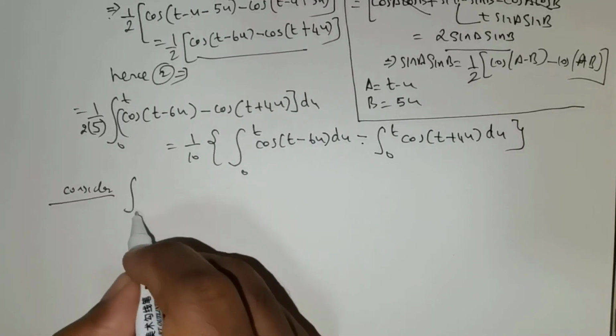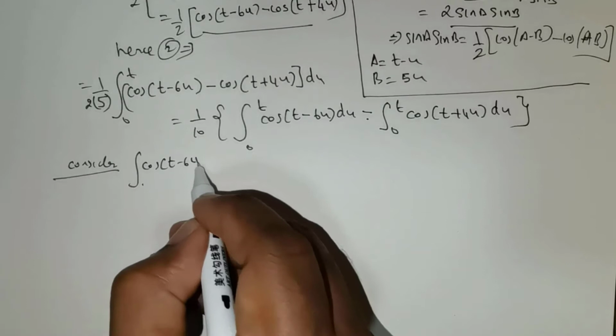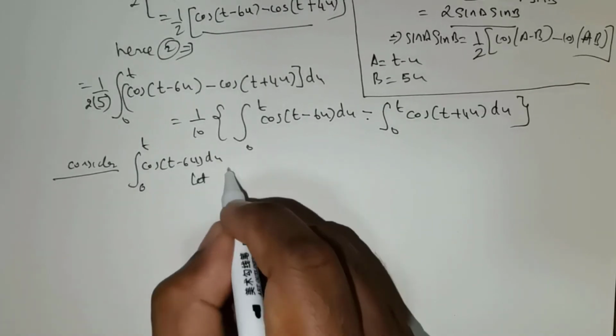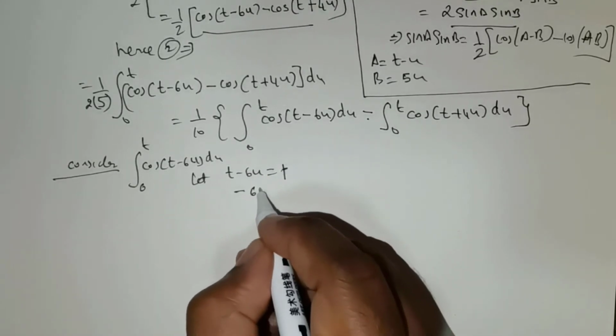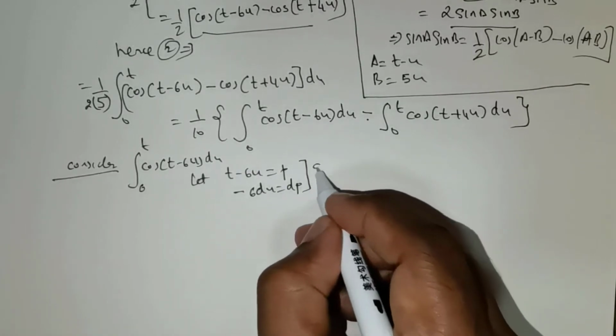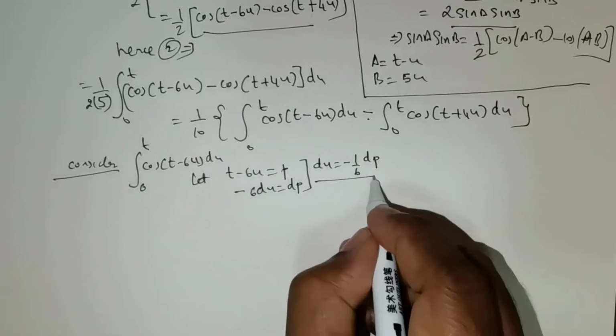So consider the integral of cos of (t − 6u) du, with limits 0 to t. Let t − 6u be equal to some p. I differentiate: negative 6 du is equal to dp. So that means du is equal to negative 1 over 6 times dp. This is what I've got.